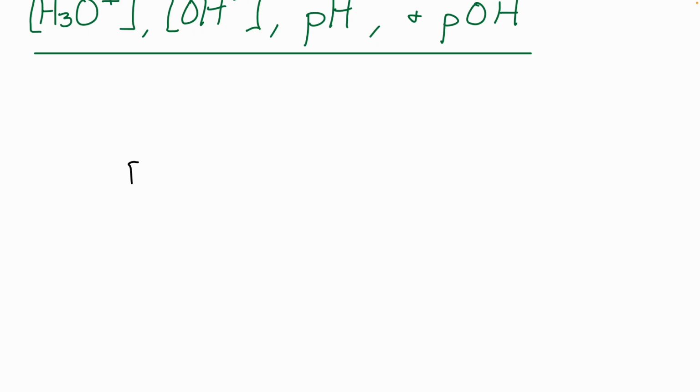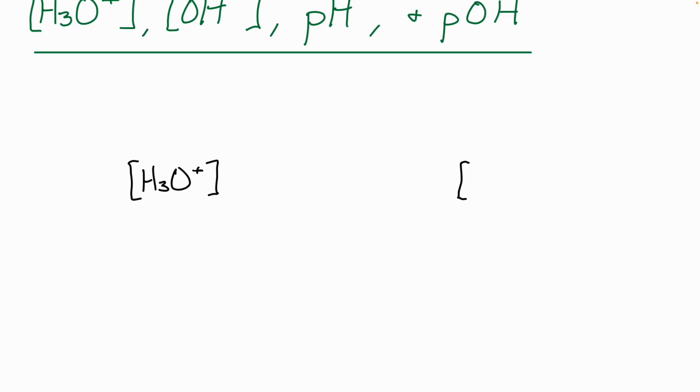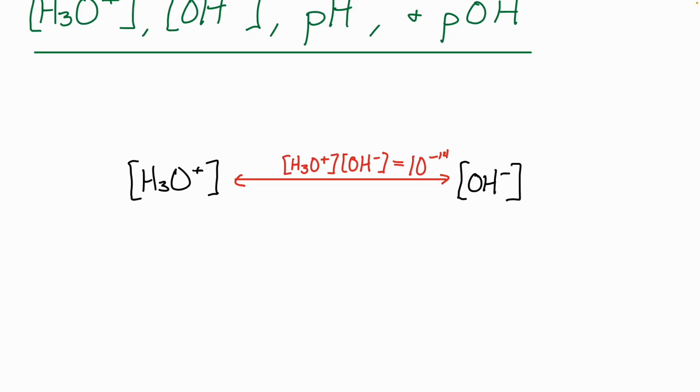First of all, hydronium and hydroxide. We can convert between the two of these using what we call the auto-ionization relationship, that equilibrium that exists when water reacts with itself, where our hydronium ion concentration multiplied by my hydroxide ion concentration always equals that same magic number, 10 to the negative 14, what we call our Kw.